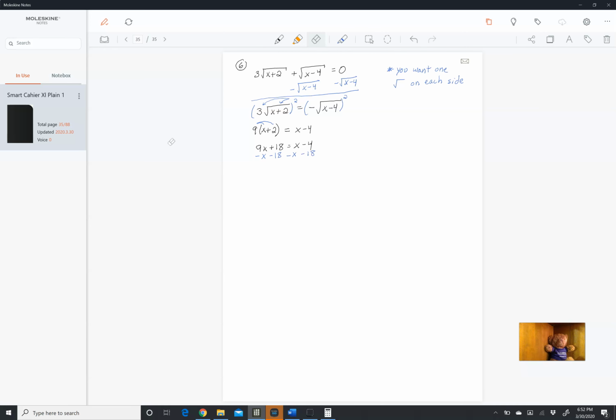Again, if you do this a little bit differently, that's okay. Our 18 cancels and our x's cancel. And now what we have here is 8x is equal to negative 22. Okay, negative 4 plus negative 18 is negative 22. We divide both sides by 8.